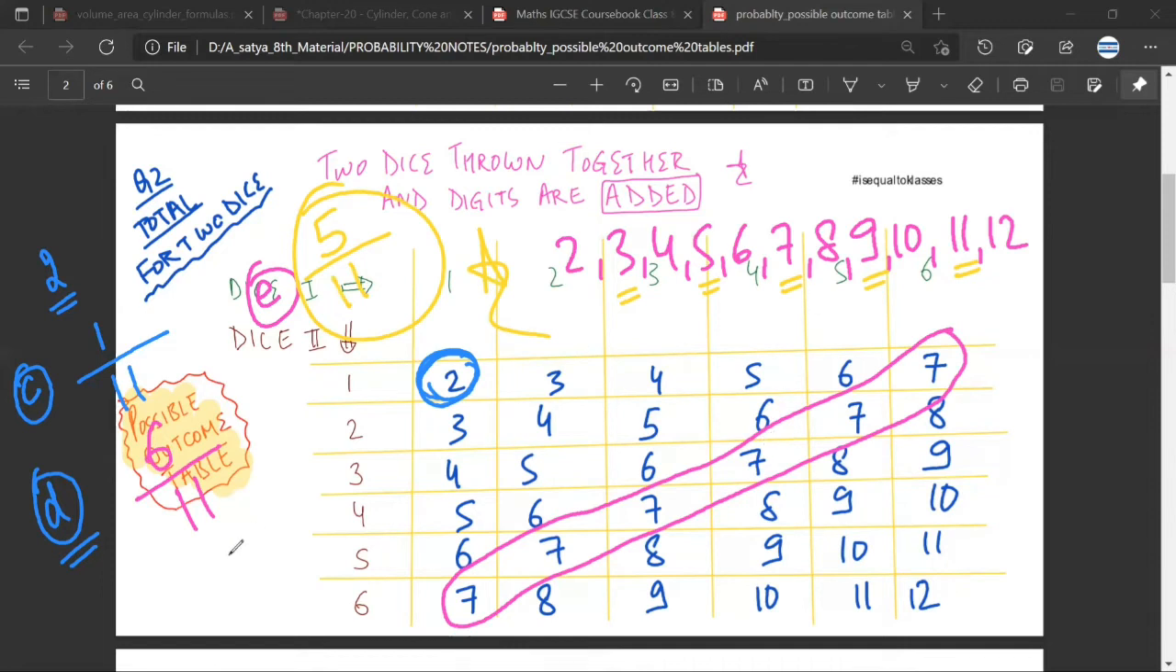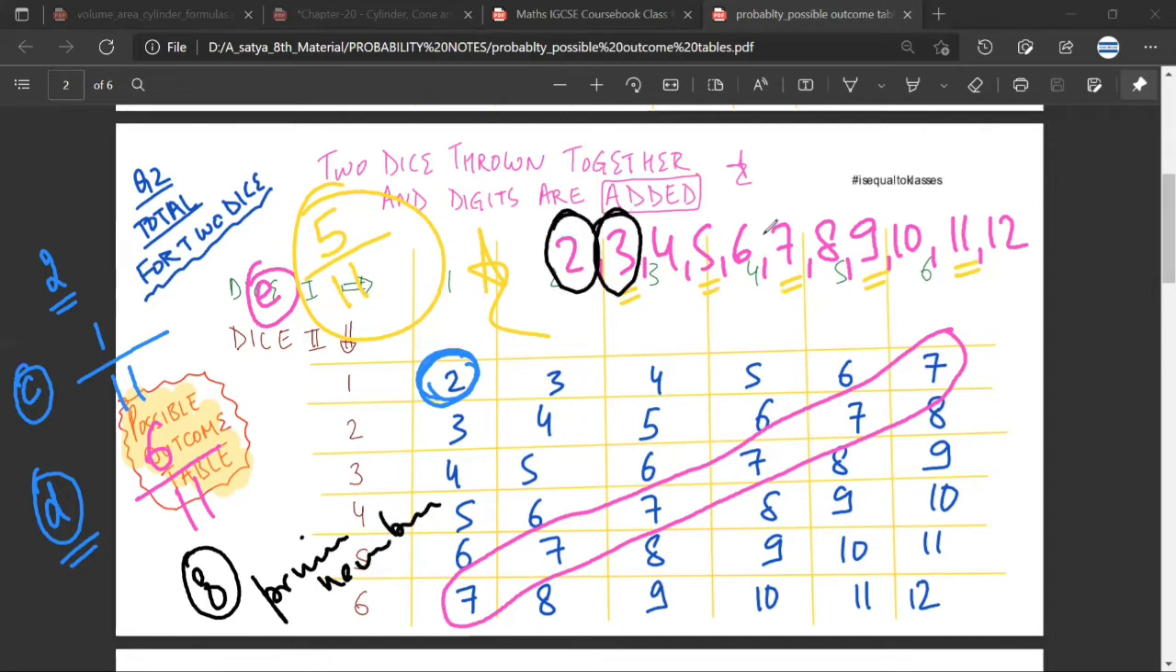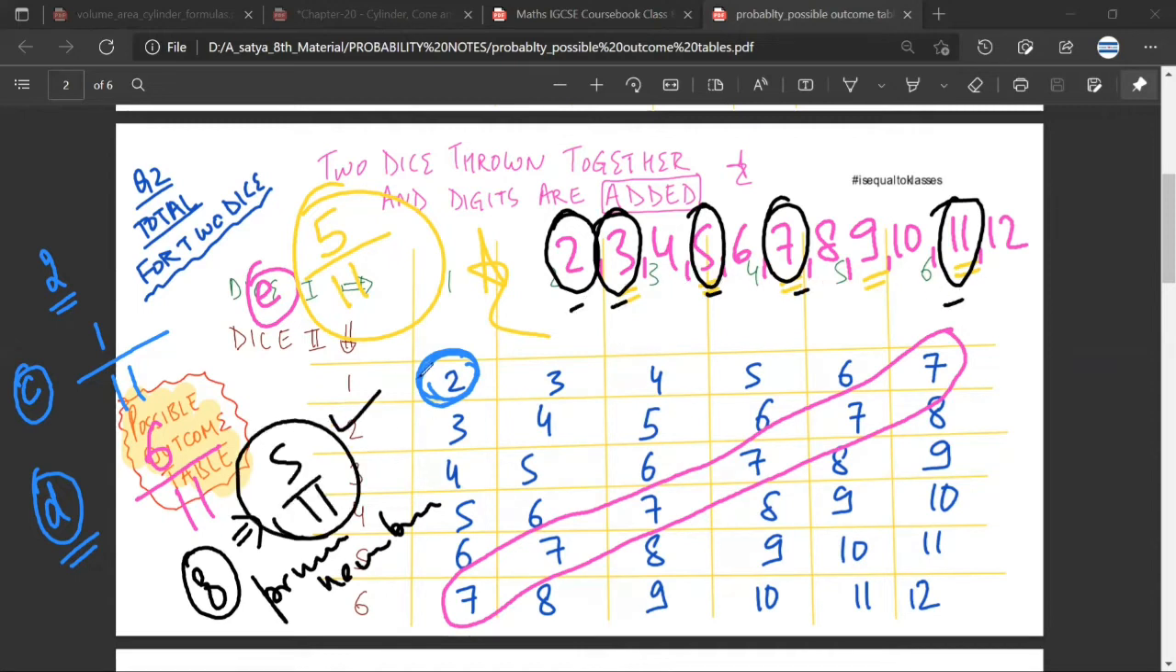And then he is asking you the probability of a prime number. The total being a prime number. Now 2 is a prime number, 3 is a prime number, 5 is a prime number, 7 is a prime number, 11 is a prime number. Any doubt? No doubt. So the probability of having the total as a prime number would be 1, 2, 3, 4, 5, 5 upon 11. So any doubt? No doubt.